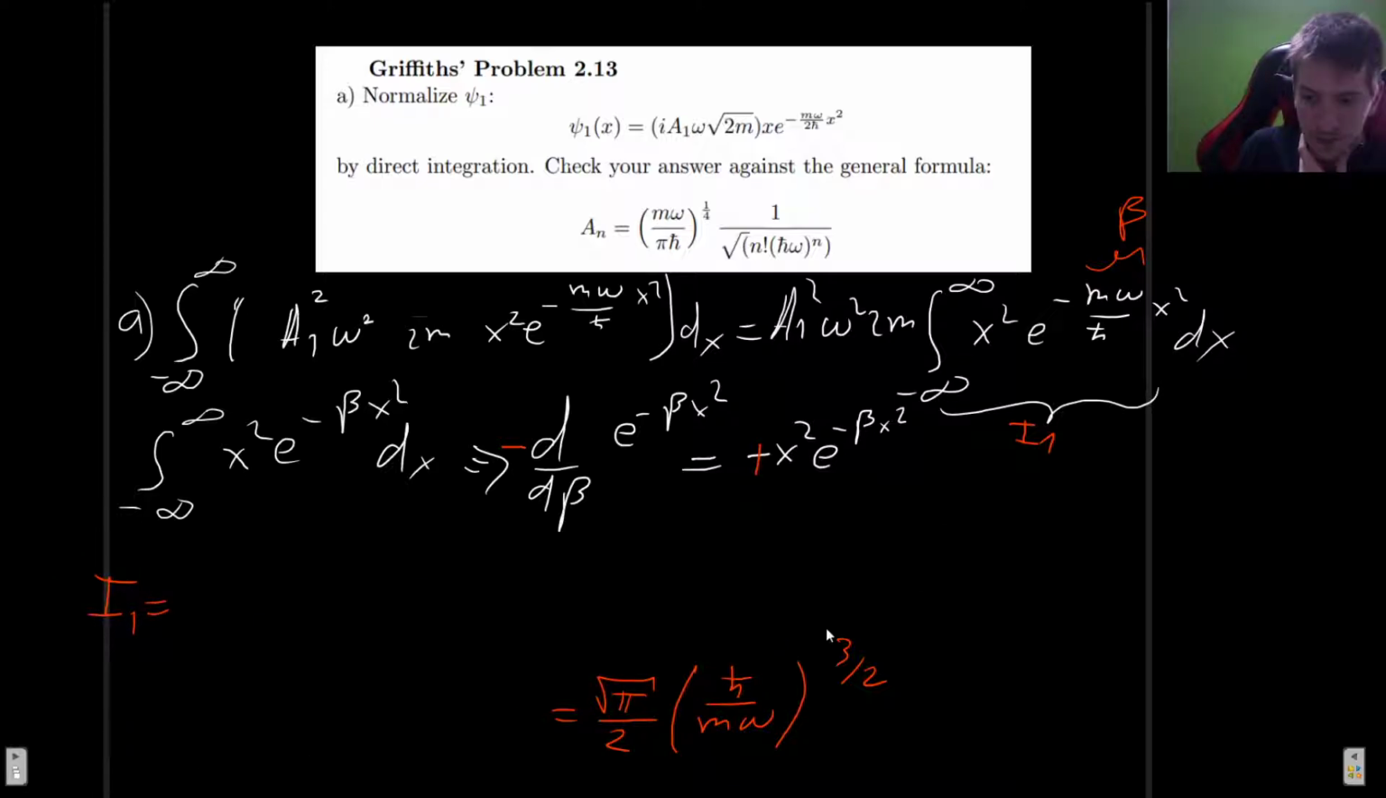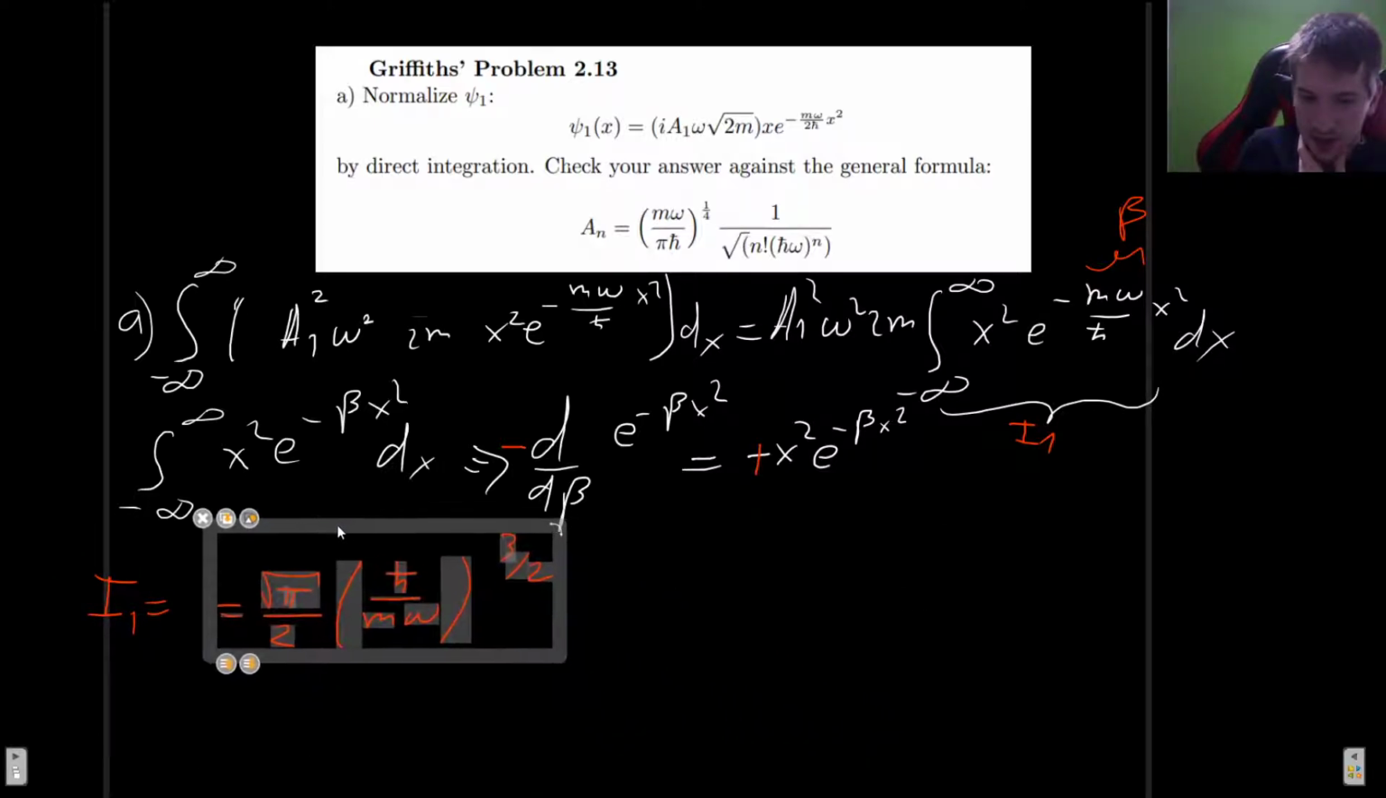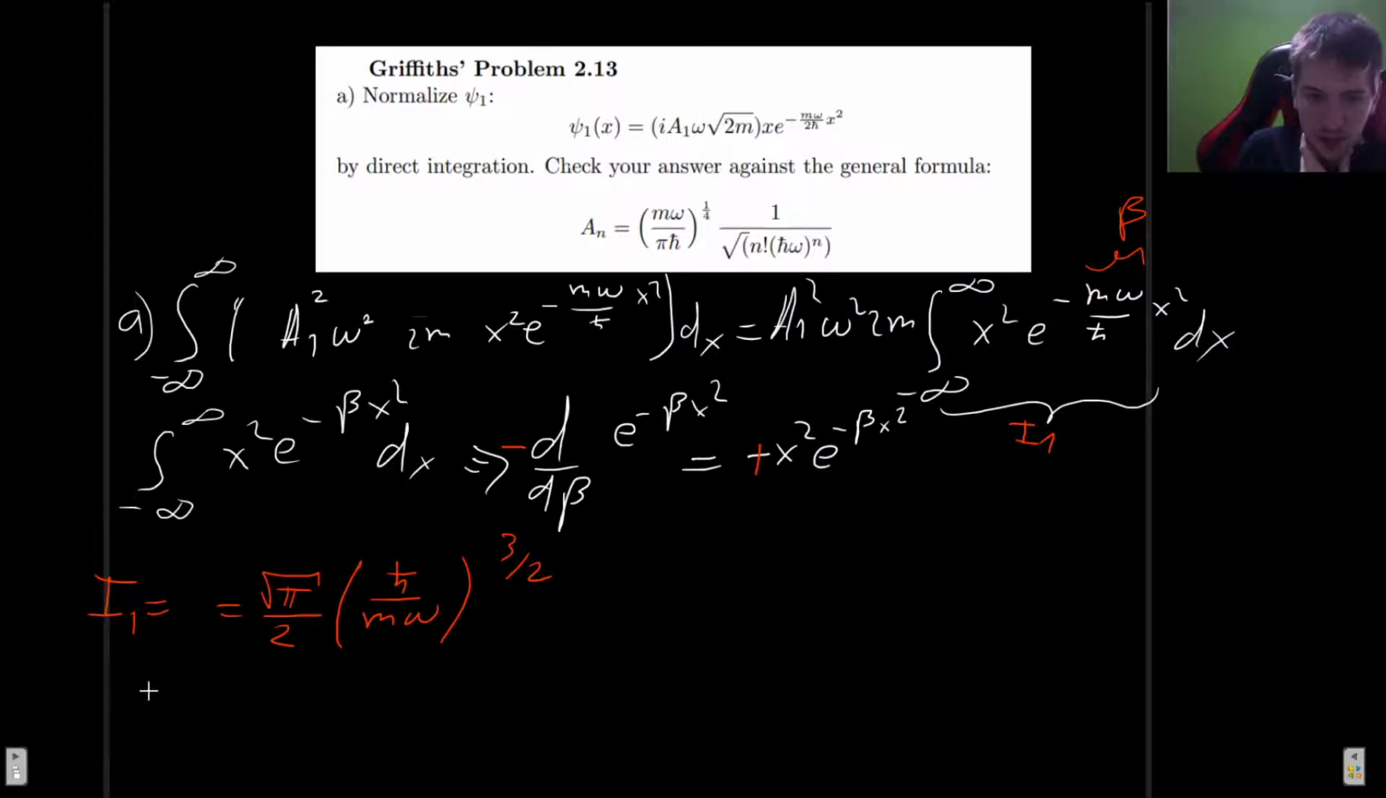So this is our integral I1. So let us now put it back into our original integral. I want to use a white color. Oh, there we go. Let us go back into our original integral.